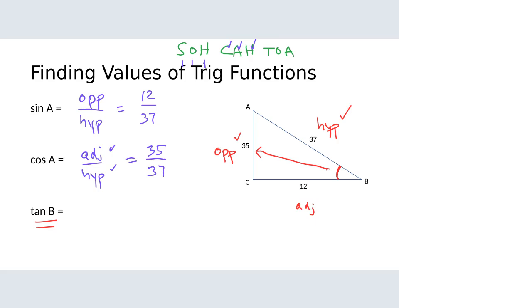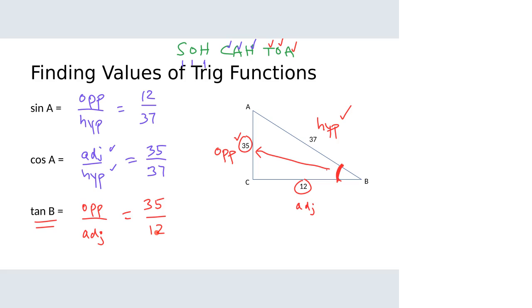Okay, what is the tangent? Well, SOHCAHTOA tells me that tangent is opposite over adjacent. And relative to angle B, remember, we're talking about angle B now. Opposite's over here. That's the 35. And adjacent to angle B is this 12. So the tangent of angle B would be 35 over 12.